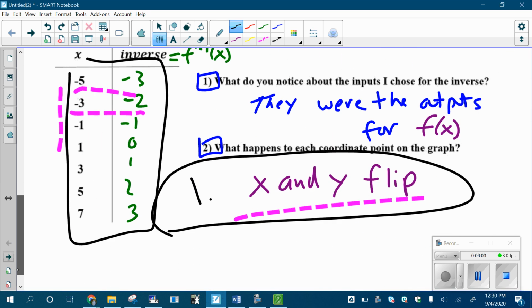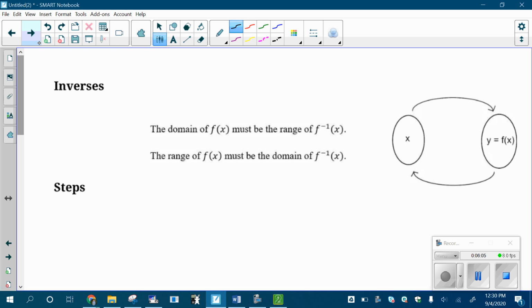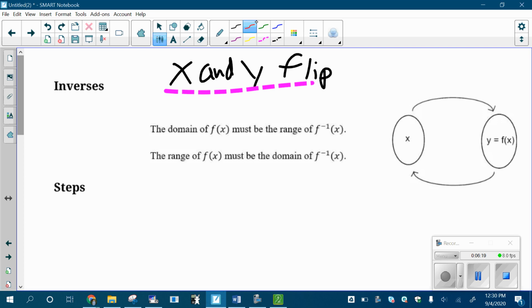All right, moving on. Flip the page. Back to that idea of inverses have their x's and their y's flip. That's really the core idea behind inverses. And so that has a couple results.